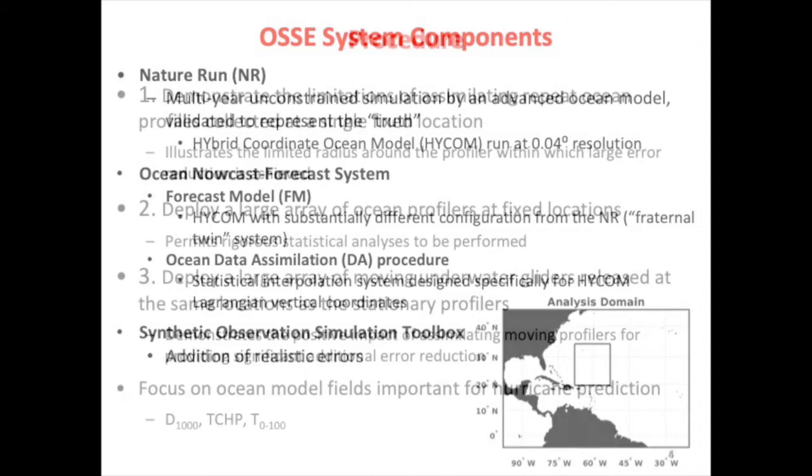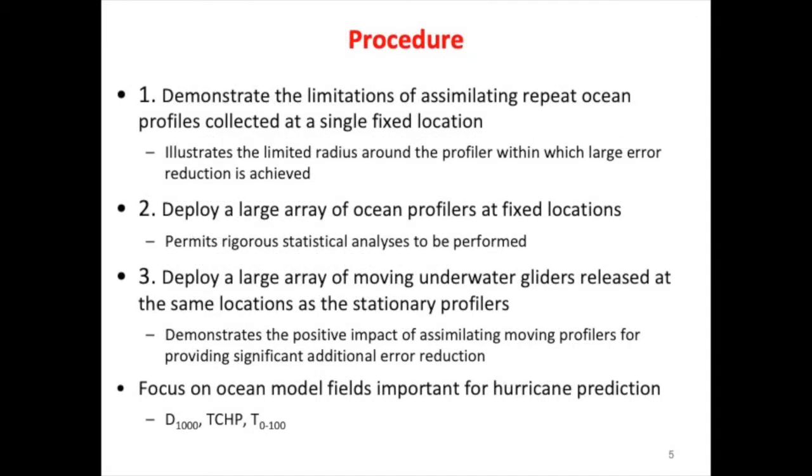Next slide. There are three main parts to this talk. First, I'll demonstrate the limitations of assimilating repeat ocean profiles collected at a single fixed location. And what I'll show in the OSSE results is that there's a very limited radius around any ocean profiler if it's sampling at a fixed location within which large error reduction can be achieved.